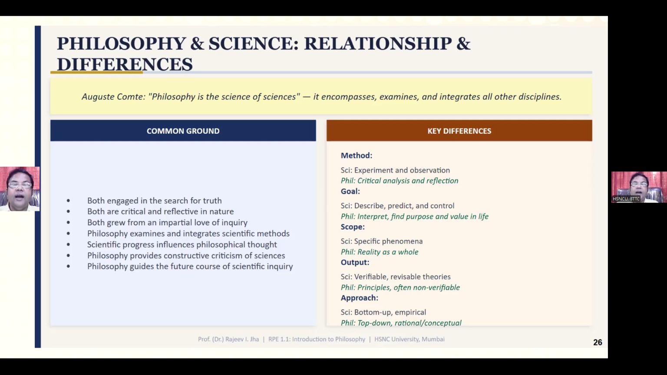The differences, however, are real and important. Science uses experiment and observation as its primary method. Philosophy uses critical analysis and logical argument. Science aims to describe, predict, and control. Philosophy aims to interpret, find purpose, and assess value. Scientific conclusions are testable and revisable through empirical means. Philosophical conclusions are evaluated through the rigor and coherence of their arguments.